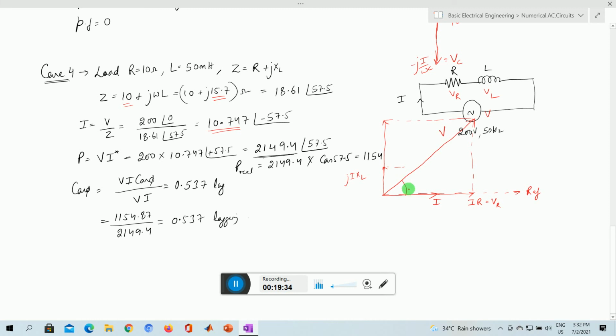Now the angle between them is cos inverse of phi, equal to cos inverse 0.537. That angle you will get is 57.5 degrees. So you get 57.5 degrees as the angle between V and I, and you can see that the current is lagging the voltage. The other part we will do in another video. It is nearly 20 minutes gone, so we will do another video.